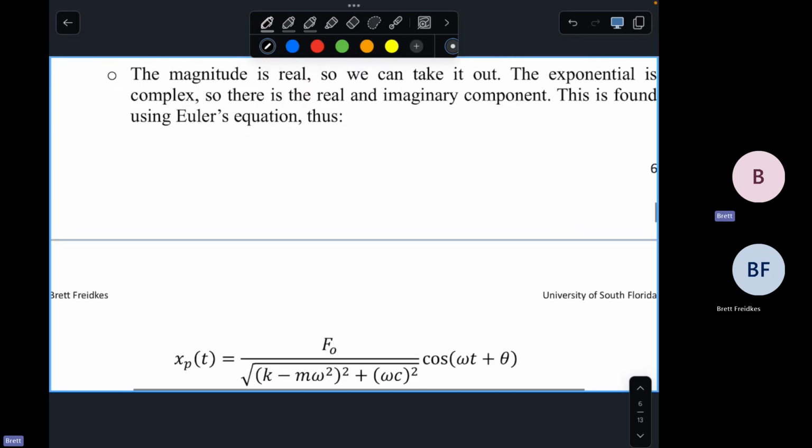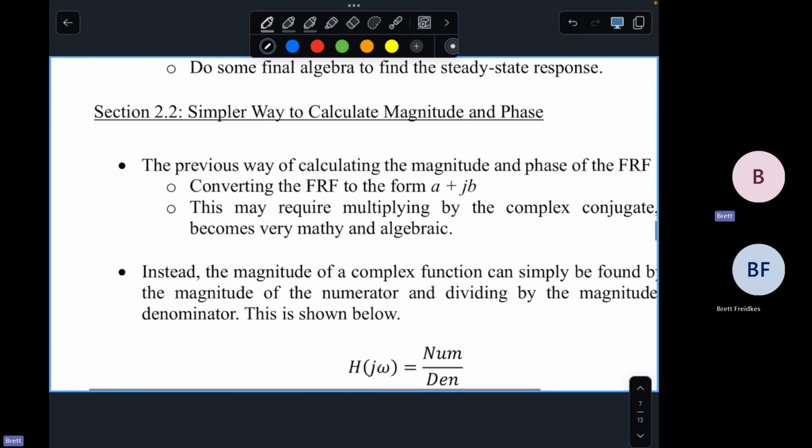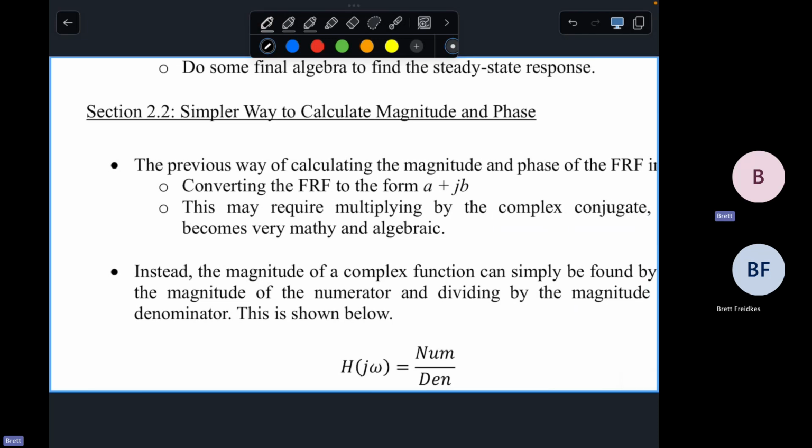So the faster way to do it is to do what with the phases? We have a numerator and denominator. Instead of doing the whole complex conjugate thing to get it in that a plus jb form, how can I find the phase using the numerator and denominator? It's a difference between the angles. You subtract them.